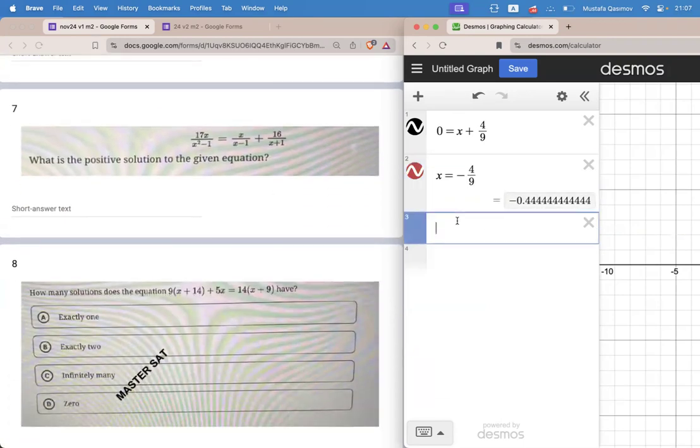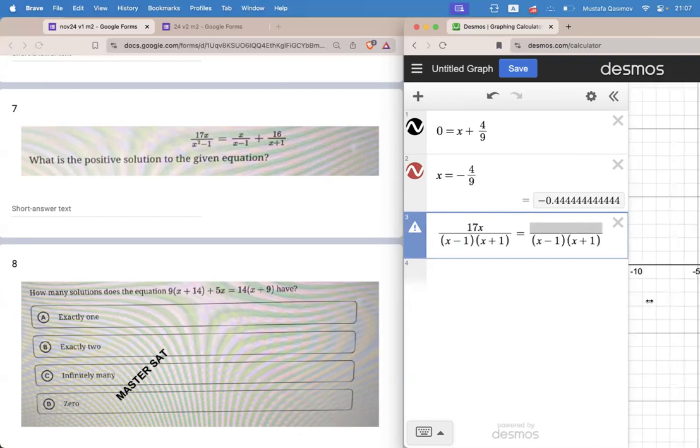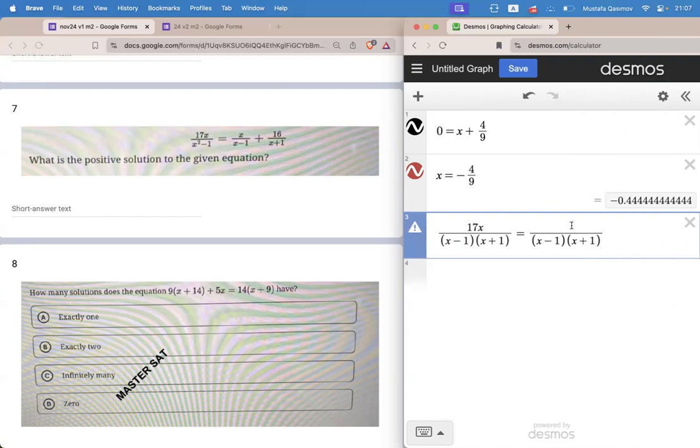Okay, 7. For 7, you can write it in a common denominator because x squared minus 1 actually is x minus 1 and x plus 1. And you can write it also in a common denominator. It will be again x minus 1, x plus 1. Okay, what we will get here: x multiplied by x plus 1 plus 16 multiplied by x minus 1. Then we can eliminate this denominator part.